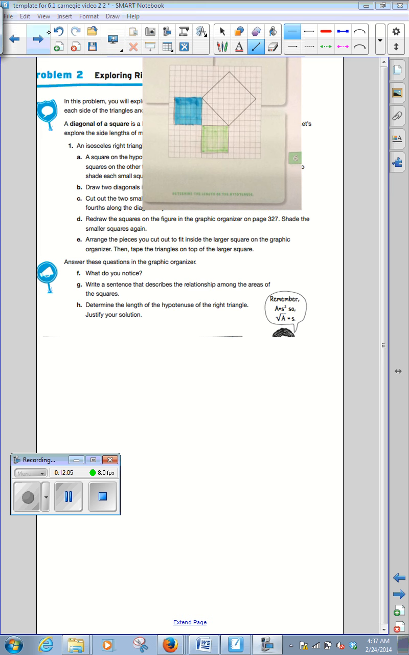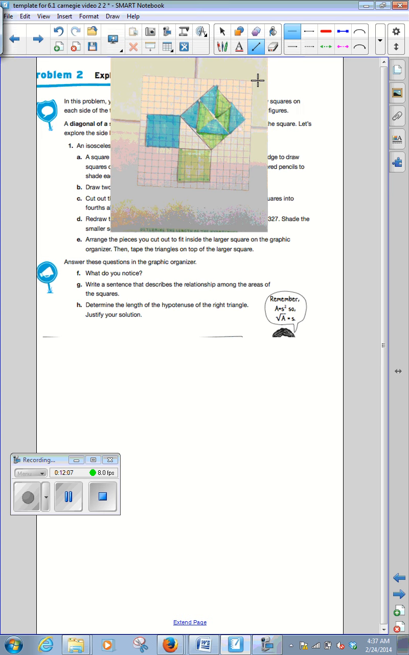So hopefully if you did what I asked you to do, yours might look something like this. This is how I chose to tape in the 2 different colors, but you'll notice that all 4 of the blue triangles and all 4 of the green triangles fit into that large square. I've just taped them down so that they fit in there and that they don't blow around.